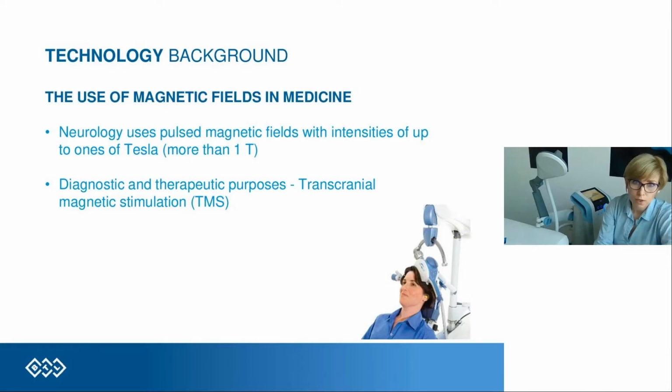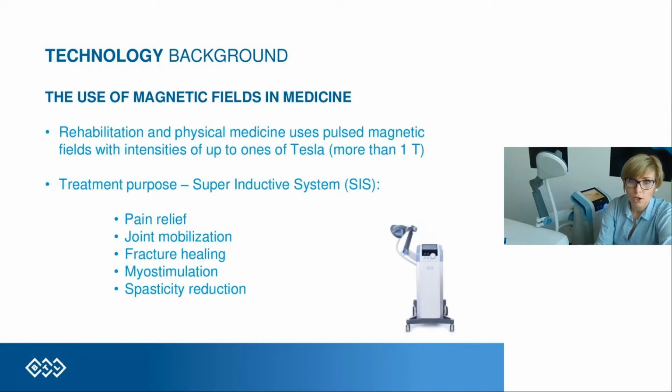The difference between those electromagnetic fields is that in MRI, we are using the stationary magnetic field, and in transcranial magnetic stimulation and the superinductive system, we are using pulsed magnetic fields. In those three topics, we are using over 1 Tesla of intensity. So this is a huge advantage in this case.